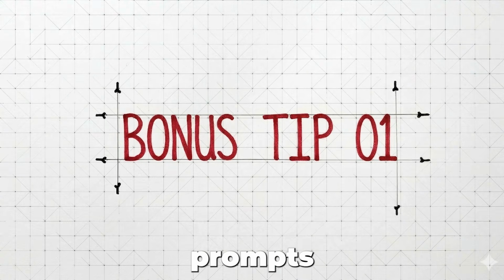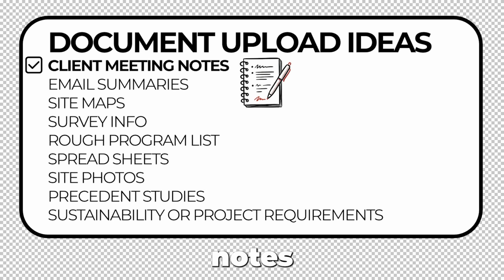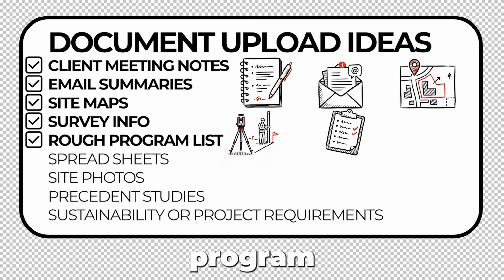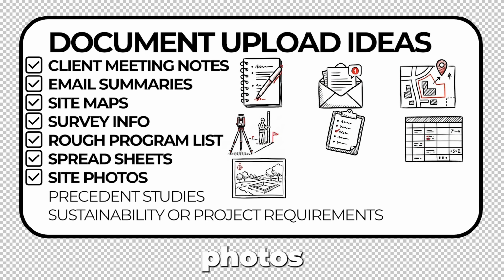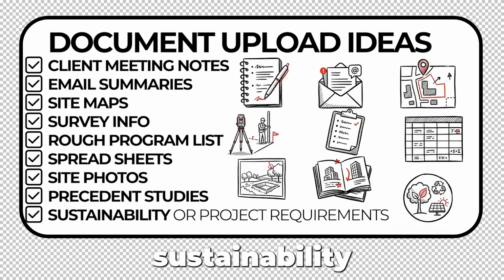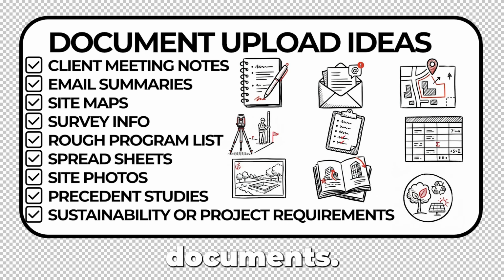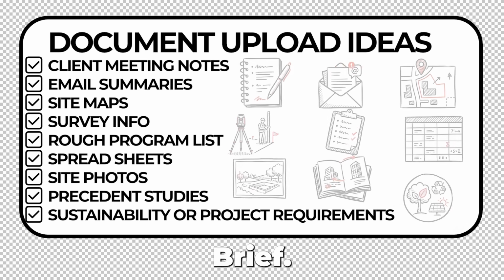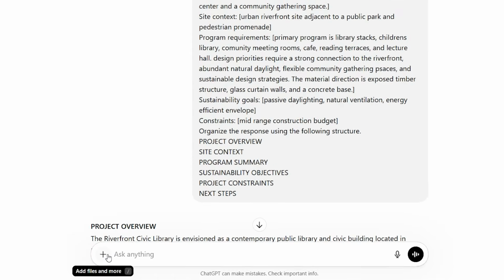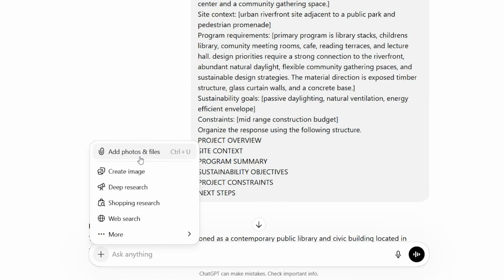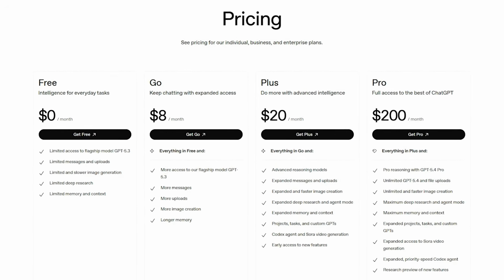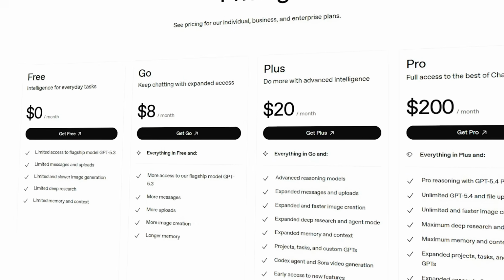Check it out. When the prompts ask for something to upload, I would just suggest something like client meeting notes or email summaries, site maps or survey information, a rough program list or like a spreadsheet, site photos or precedent images, or any sustainability or project requirement documents. ChatGPT is able to read these files, and it can help you write your project brief. To upload these files, you simply click the plus icon, add photos and files. With the free version, I think you can only upload one file, but with the plus and the upgraded plans, you can upload more and more files.